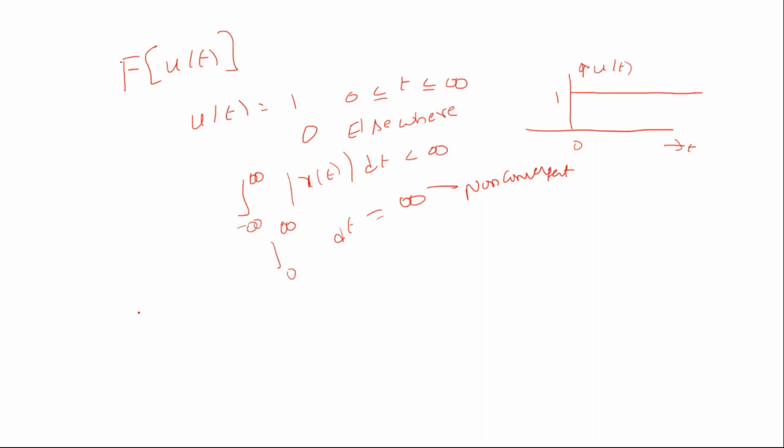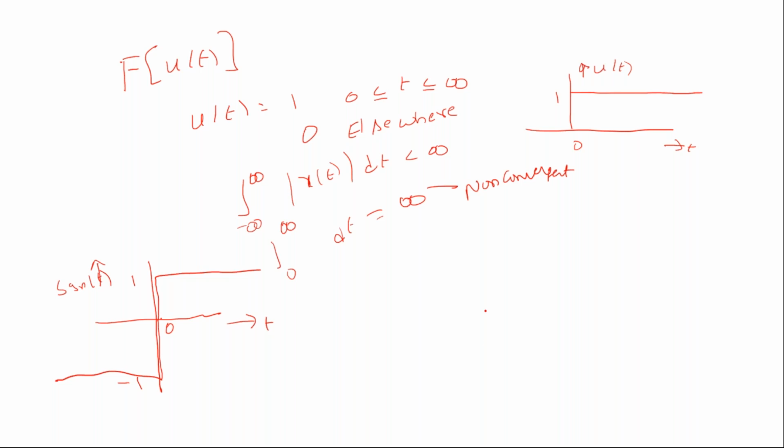Now first let me draw the signum function for your understanding purpose. Here, my signum function is like this, right? I have an amplitude 1 and an amplitude -1. This is 1 and this is -1 and this is 0 and this is time. So this is what my signum function is.